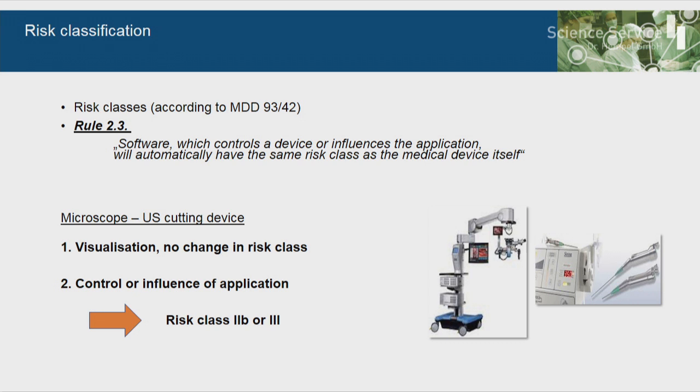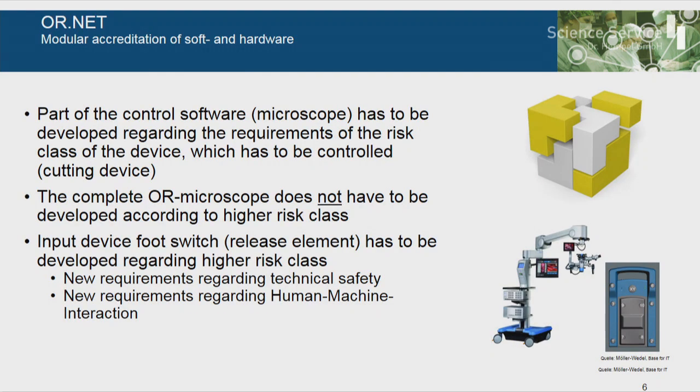They thought we have to develop this OR microscope according to risk class 2B or 3, but this effort they really cannot manage. So we came up with the idea and the approach of a modular certification, a modular approval process. So only this part of the software and the hardware, which can control the other device or the other functions, has to be developed according to these higher requirements of this risk class, which also includes input and output devices, and which includes the technical safety and also the human-machine interaction.